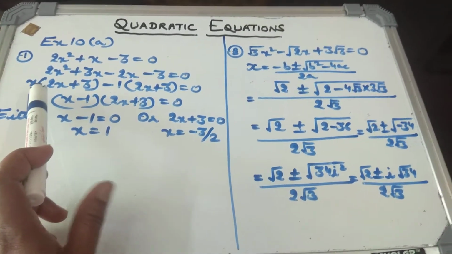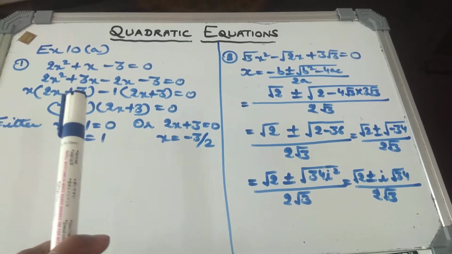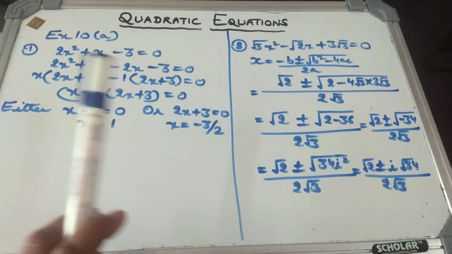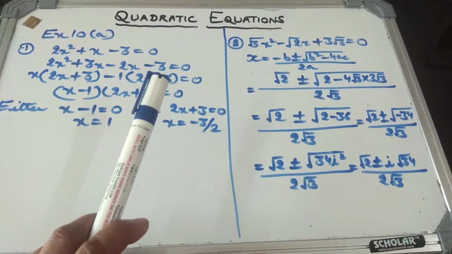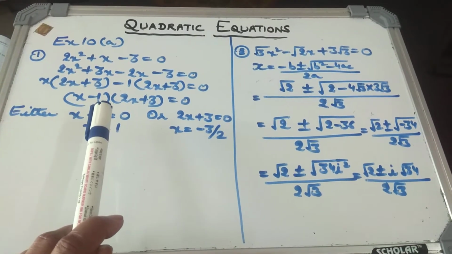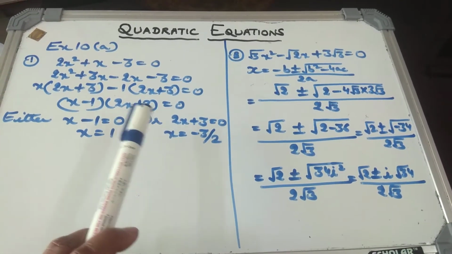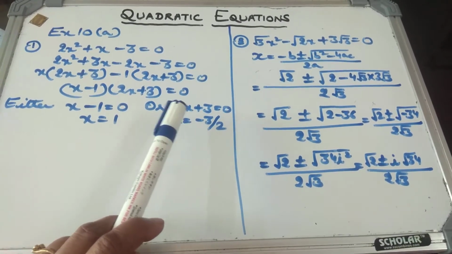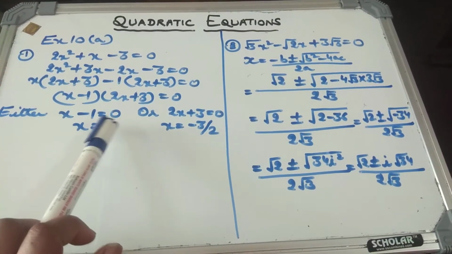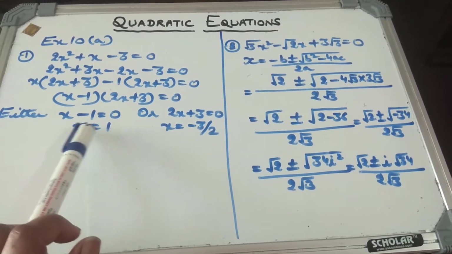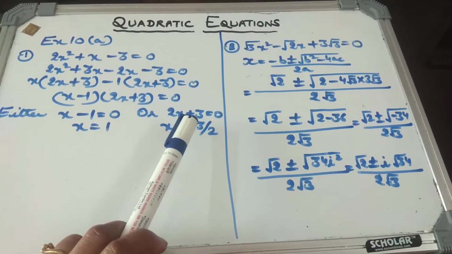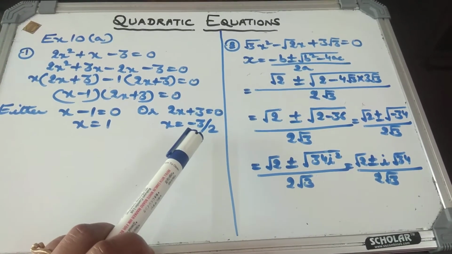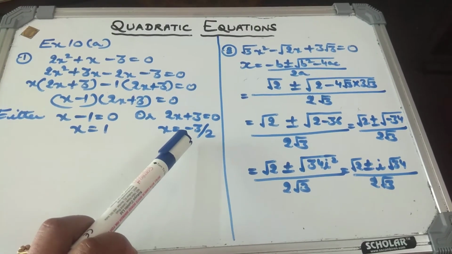Now take common. x is common, so x(2x plus 3) minus 1(2x plus 3). Always we should have the same factor within the bracket. Then only it can be taken properly as factors. (x minus 1)(2x plus 3) equals to 0. So either x minus 1 is 0, that is x is equals to 1, or 2x plus 3 is 0, therefore x is equals to minus 3 upon 2. I hope it is clear.